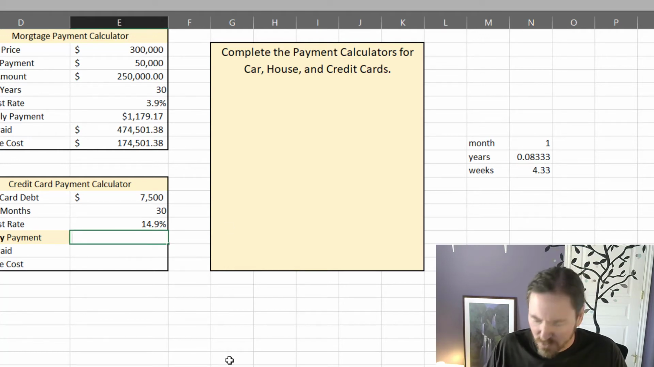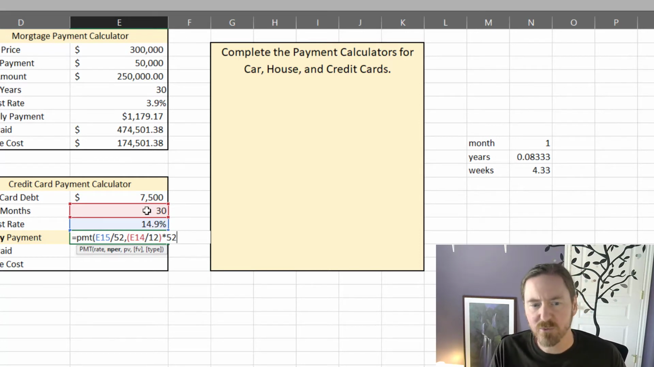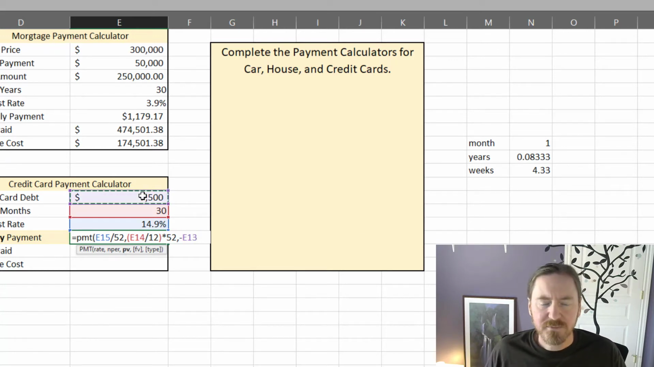So let's head back over here to this weekly payment equals PMT. The rate is right there, divided by 52 to get that annual rate converted into weekly terms, comma, number of periods. Let's take the number of months divided by 12, which is going to give us the number of years, multiplied by 52 to get the number of weeks. We could have also factored in that 4.33 in there somewhere too. Comma, present value is going to be a negative version of the credit card debt. I think everything else is good. Got the weeks, yep.